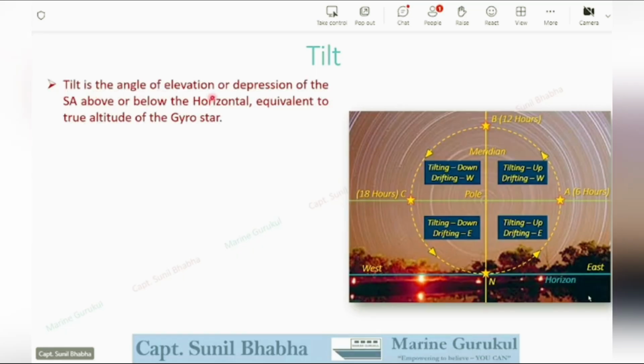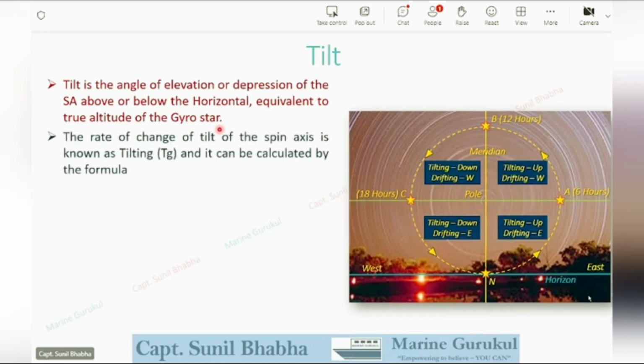Tilt is the angle of elevation or depression of the spin axis above or below the horizontal, equivalent to the true altitude of the gyro star. The rate of change of tilt of the spin axis is known as tilting. In short, it is known as capital T small g, Tg, and it can be calculated by using the formula. The formula is tilting is equal to 15 degrees sine of azimuth multiplied by cos of latitude per hour.